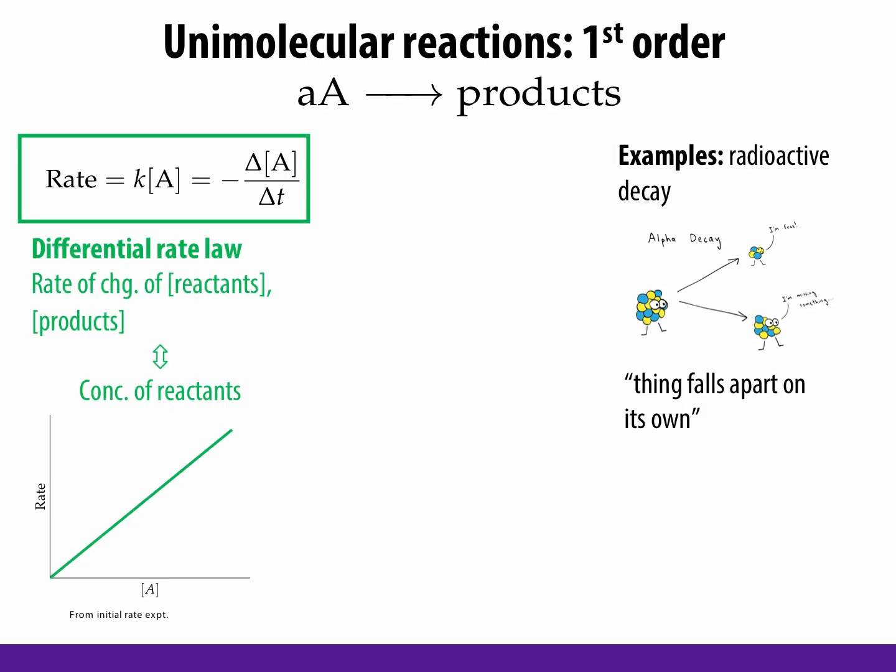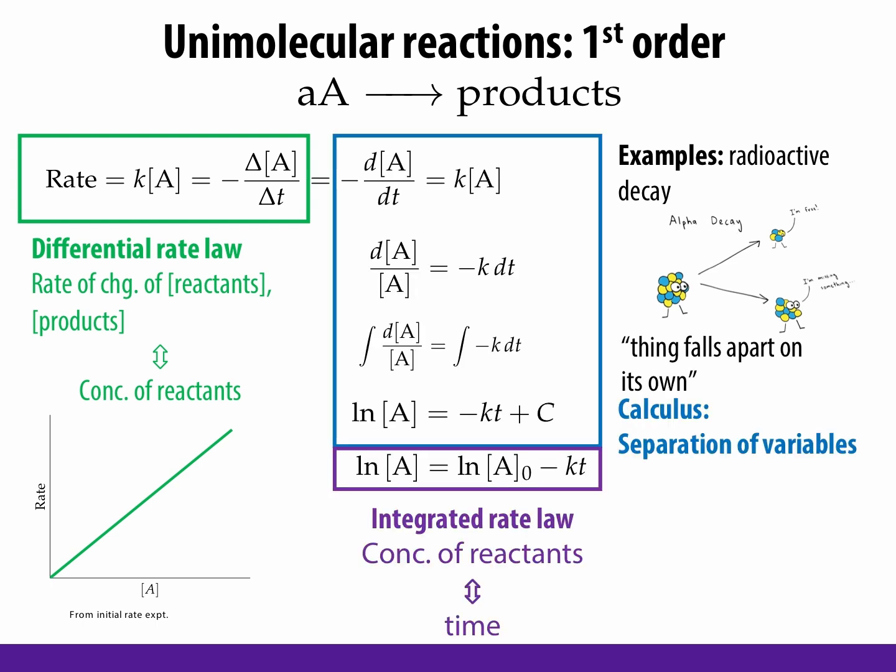I think that's more useful than starting at zeroth order because this is the most common case. First order, we have A goes to products. We have that differential rate law. It turns out that if you use calculus, you can see what this looks like. Using some calculus, which we don't have to do in Chemistry 120, you get to this final answer, that the concentration has this behavior: ln of A is equal to ln of A naught minus kt.